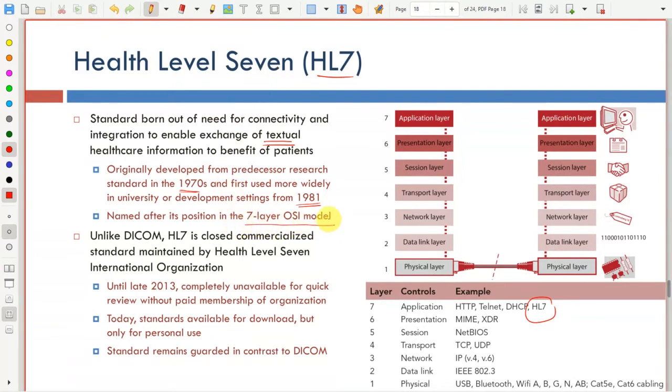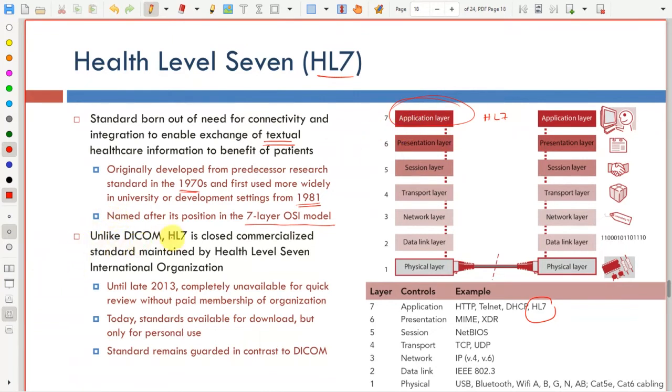Okay. The name, as you see here, Health Layer or Health Level 7, it's named after its position in the 7-layer OSI model. This is one of the models that we talked about, the OSI model. As you see here, HL7 is here. So it's called Health Level 7 because it's an application layer that sits in the 7th layer of the networking protocol. Okay.